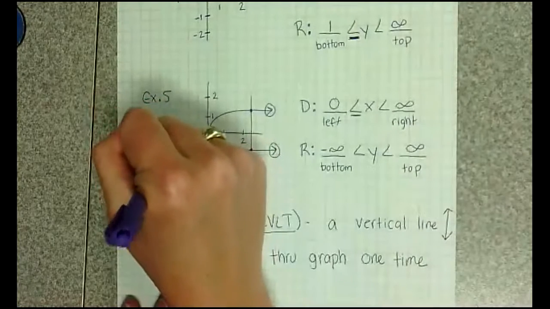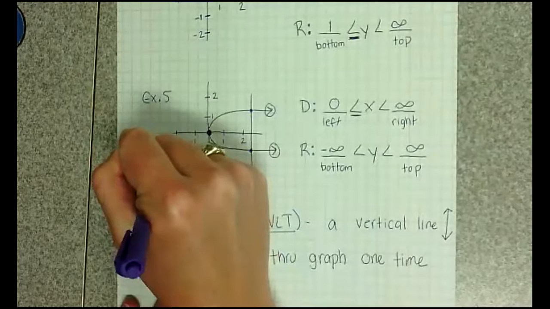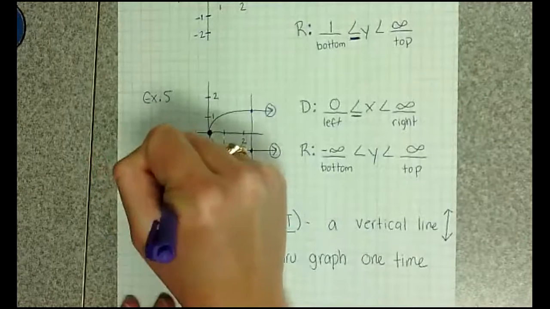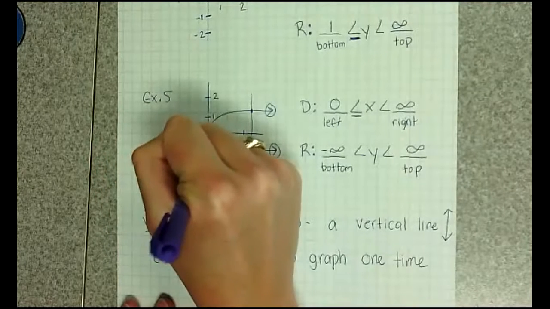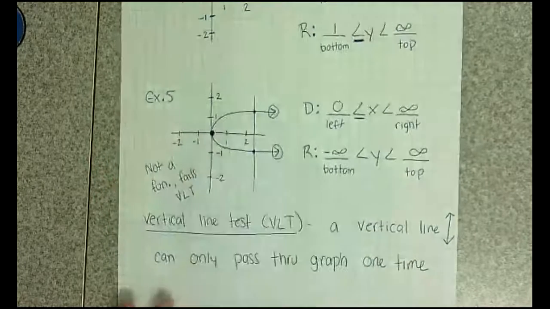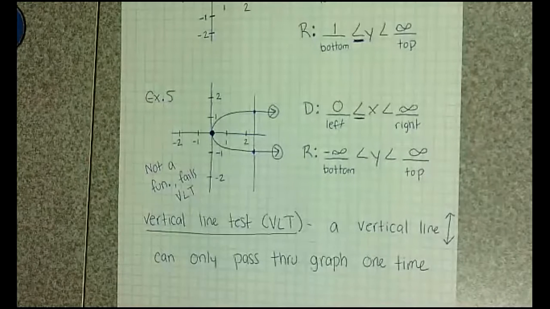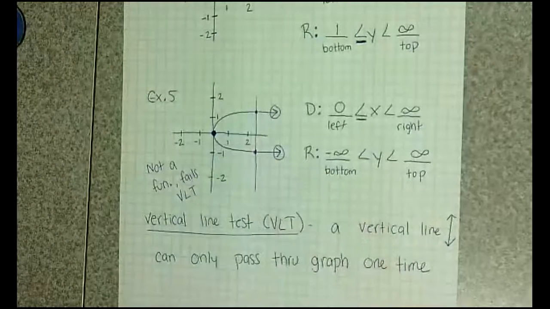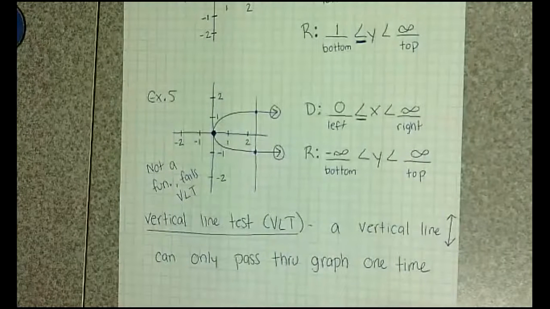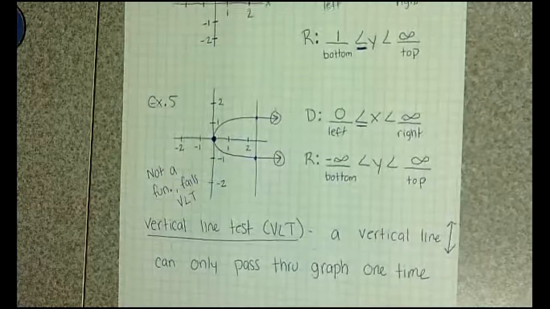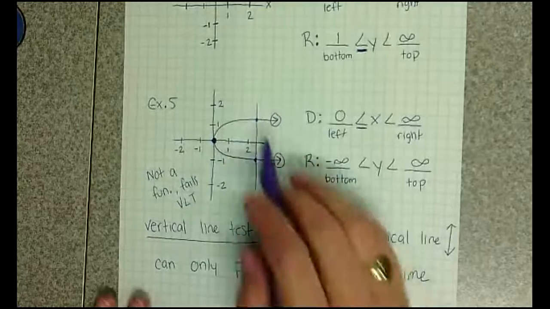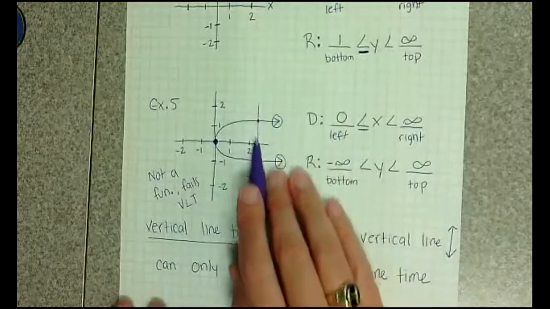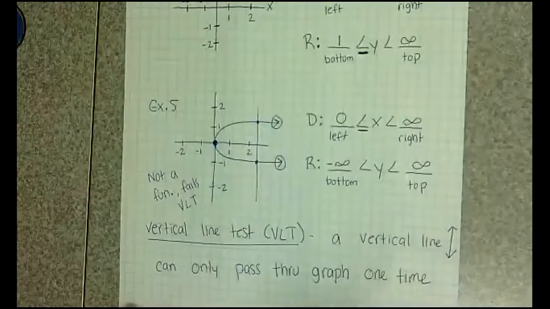So maybe just over on the side: not a function, fails vertical line test. We drew a vertical line, it crossed twice. This is not a function. So it has to go through the dot one time. It has to go through any part of the line one time.